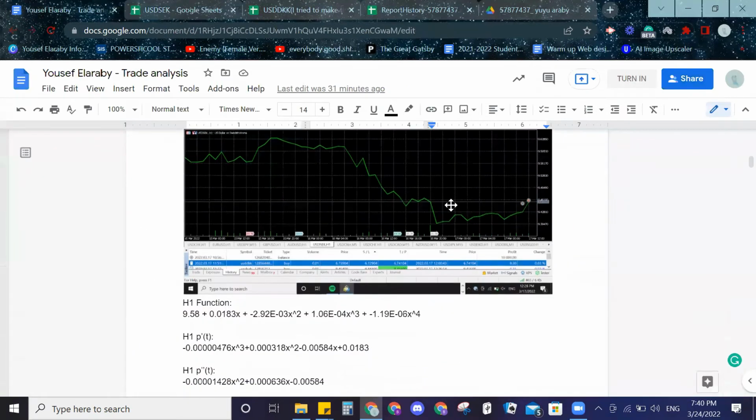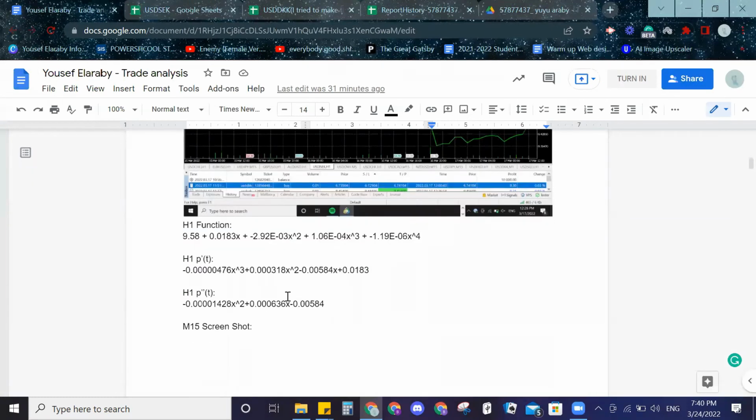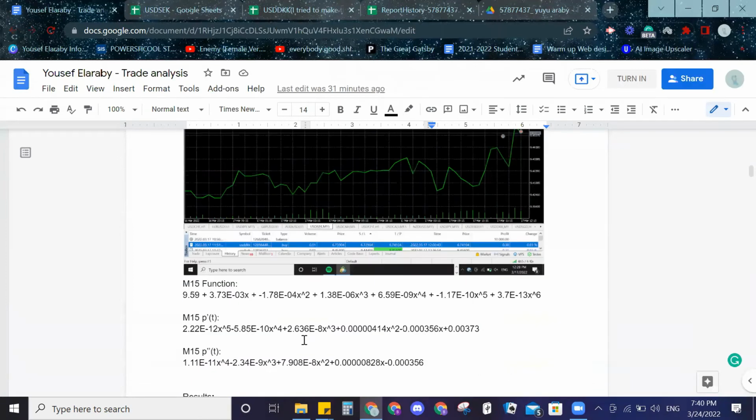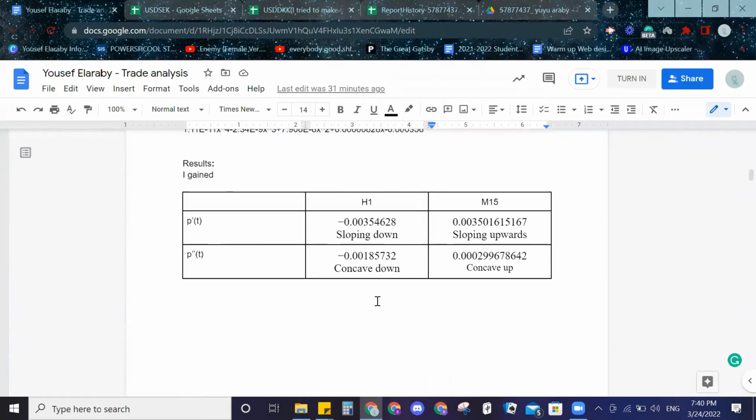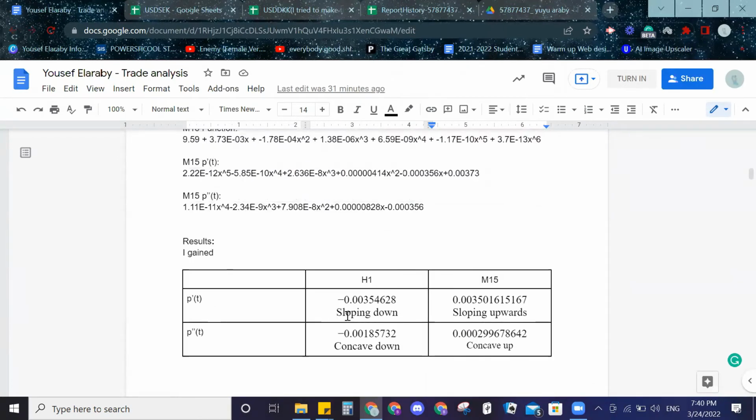So again, like I mentioned before, I got the function from the chart here. And then I differentiated the equation for both the hour and the 15. Then I put in the variable, and I got these answers: sloping down, concave down, sloping upwards, concave up.